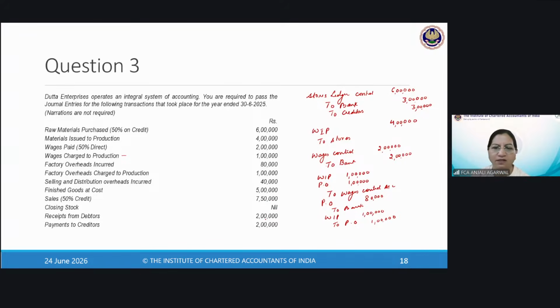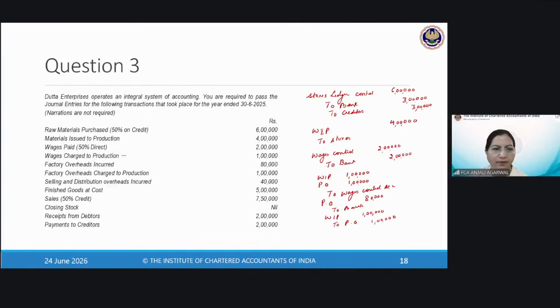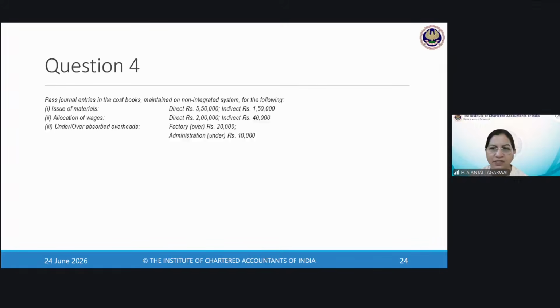Closing stocks are nil. Receipts from debtors, payment to creditors. Debtors were 3 lakh 75,000, out of which 2 lakh is received. Bank account debit to debtors. 175 will be the closing balance of debtors. Payment to creditors. Creditors were 3 lakh. 2 lakh is paid. So creditors to bank, 2 lakh, and 1 lakh will be the balancing figure of creditors. Okay. So this is how you will pass the journal entries.